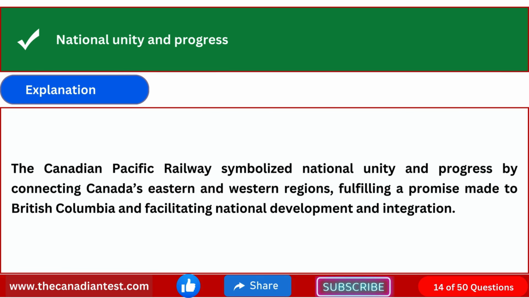The correct answer is national unity and progress. Explanation: the Canadian Pacific Railway symbolized national unity and progress by connecting Canada's eastern and western regions, fulfilling a promise made to British Columbia and facilitating national development and integration.